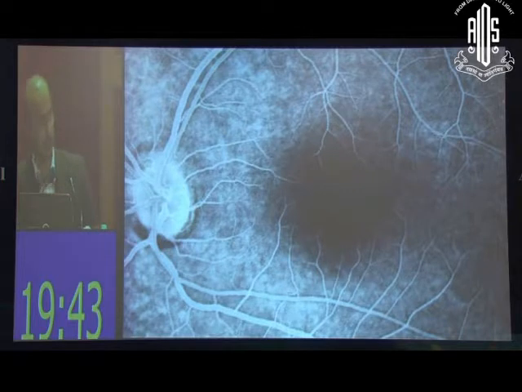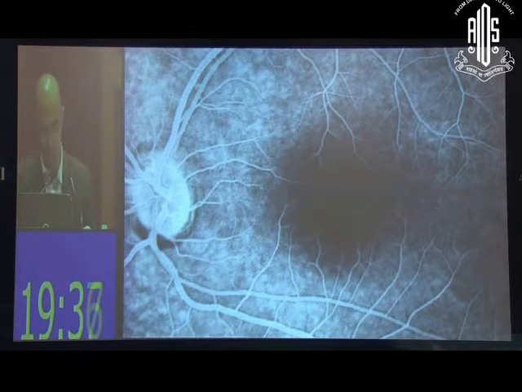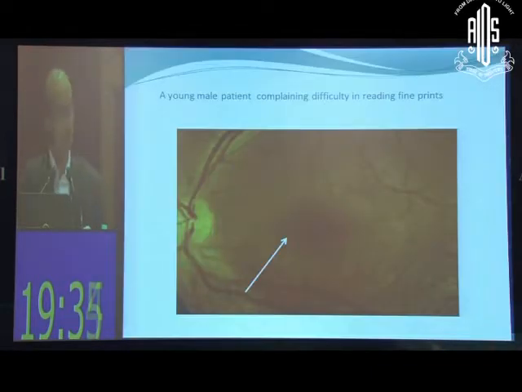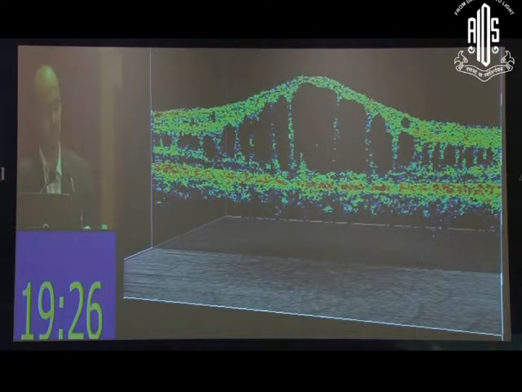Now this is a patient who complains of decreased vision, and this is his angiography, which apparently looks perfectly alright, whereas these are the things that you see on the color picture, and this is where OCT will come in handy, and you can see stalactite like lesions, and this is a patient of retinoschisis.